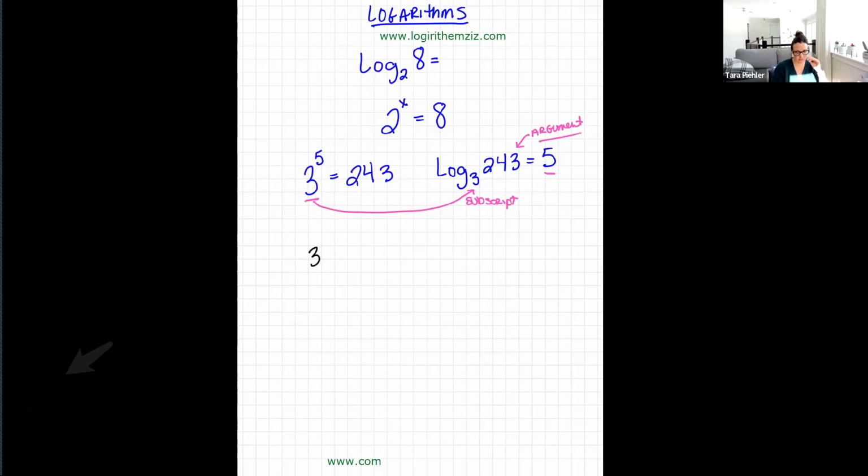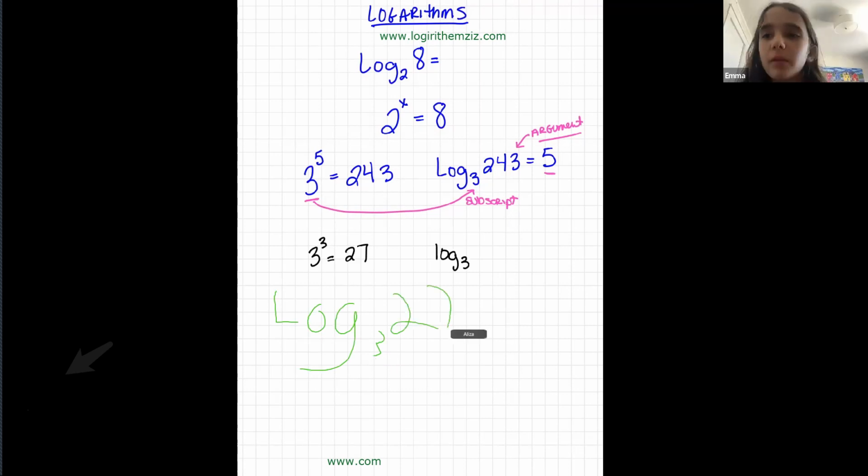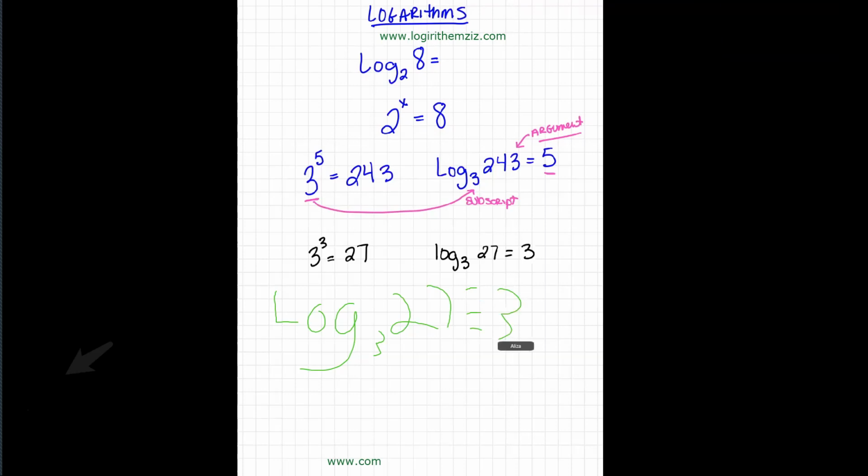How would I write that? You would always start with log. Log base 3 of 27 equals 3. Does everybody get that? Yeah. Okay, let's keep going.